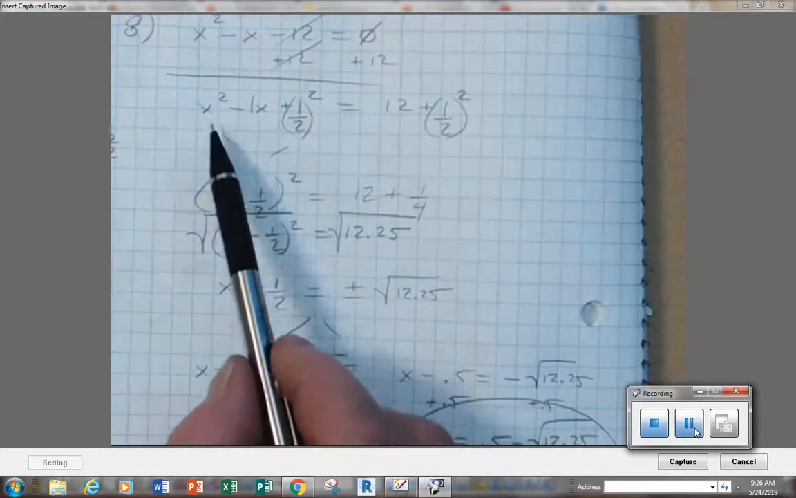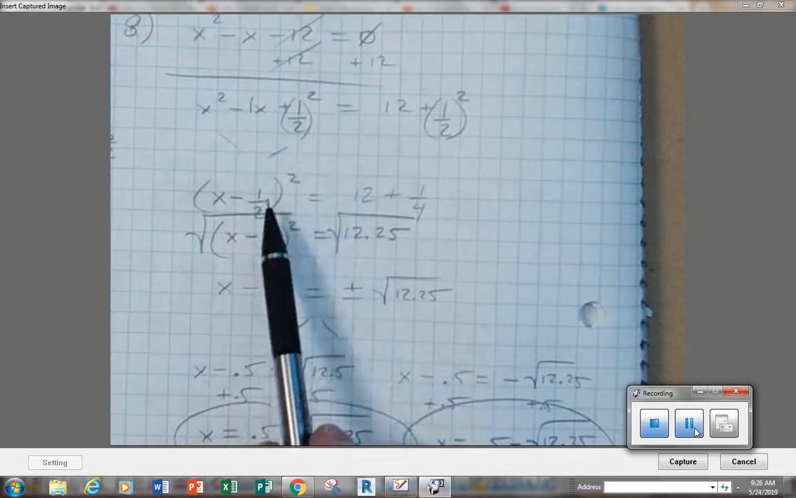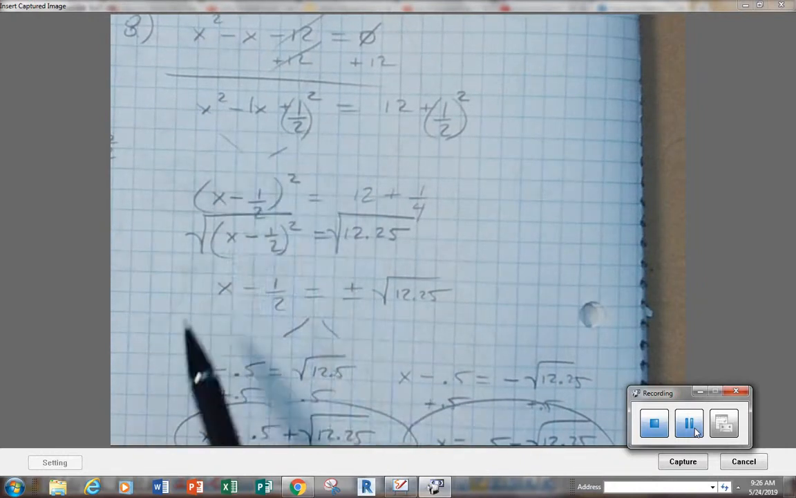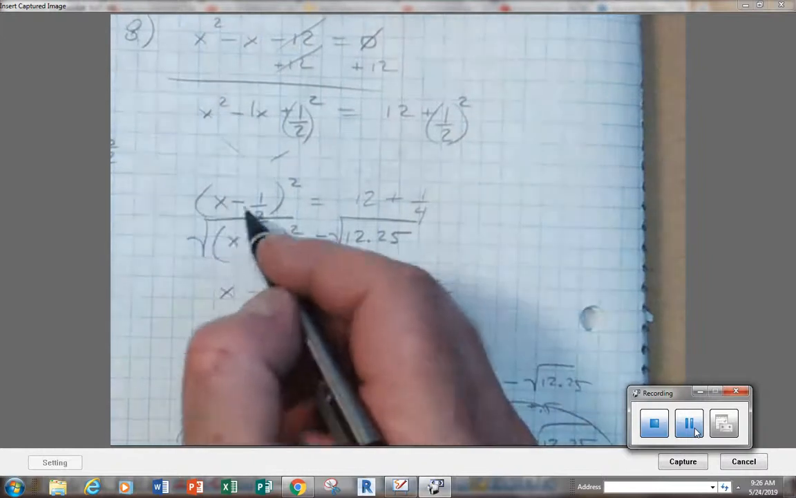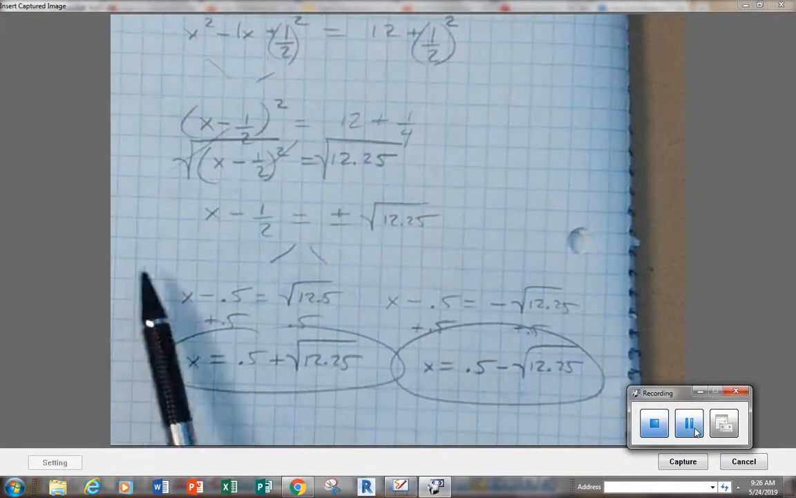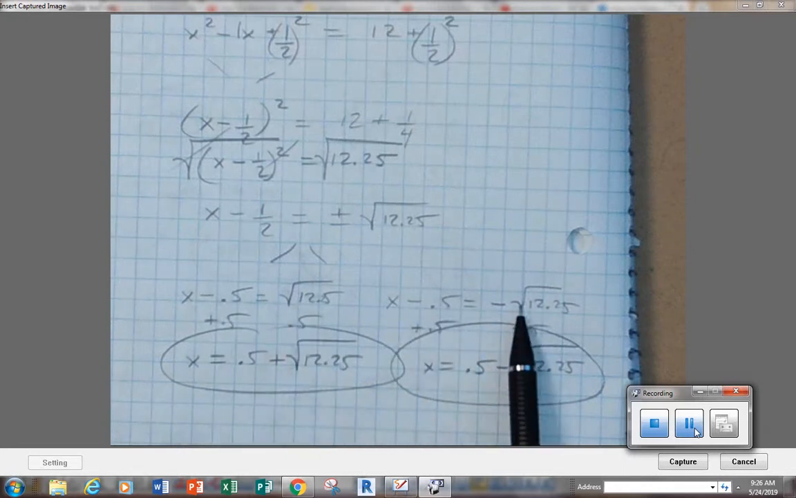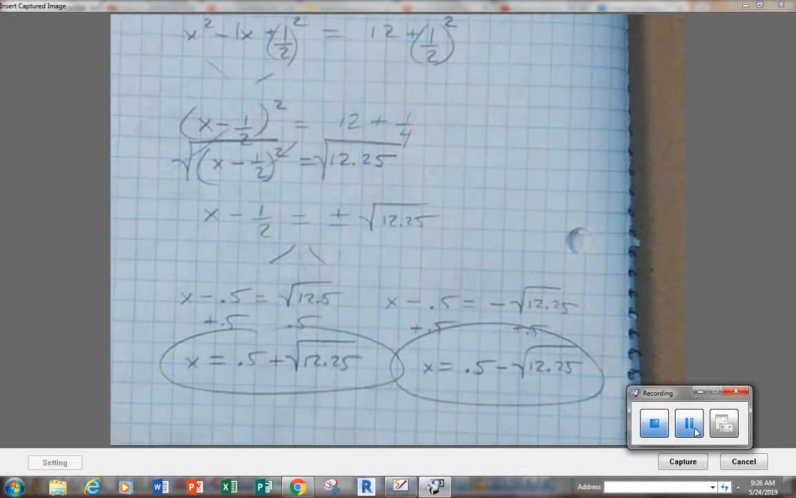This, always remember the trick. Always ends up being like that. Square root both sides, the inverse operation of that. Remember, when you split it, never change the x minus 1/2. That stays the same. Only this is plus, only that's minus. All right, number 9.